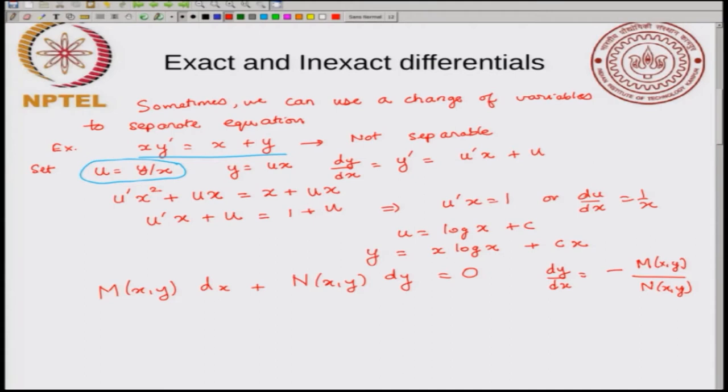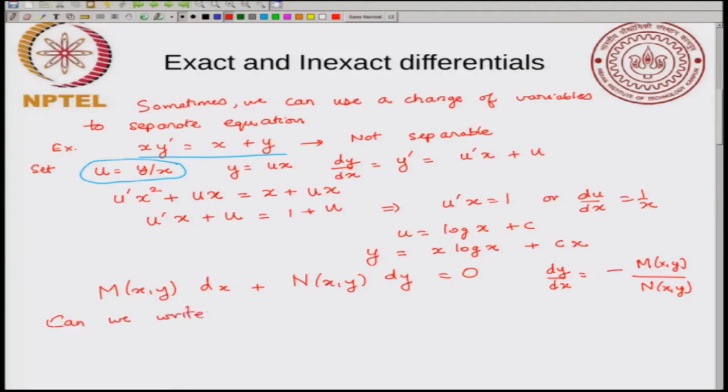Now, when we studied vectors and the gradient of a vector, we studied potential theory. We said that force can be expressed as the gradient of a potential if the various components satisfy some relation, and exactly the same idea can be used here. So can we write du is equal to m of xy dx plus n of xy dy? Is there some u, a function of x and y, such that du can be written in this form? Can we write this?